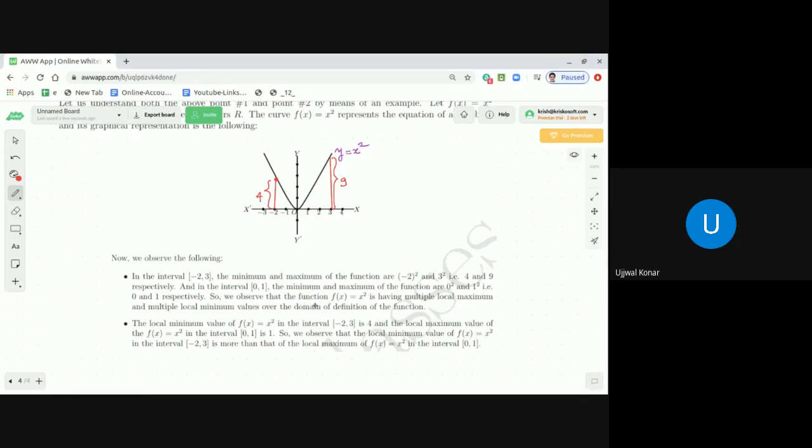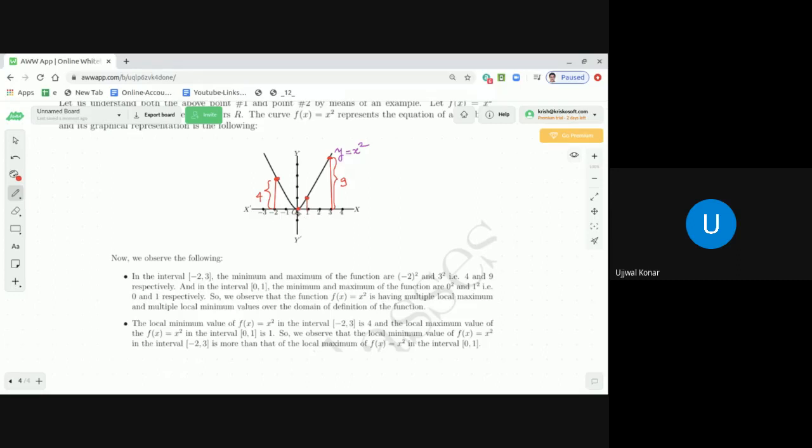So we observe that the function f(x) = x² has multiple local minima and multiple local maxima over the domain of definition. So if you look into 0 to 1, this is the minimum value, this is the maximum value. In the interval -2 to 3, we see this is the minimum value, this is the maximum value, correct? So these are the different points.